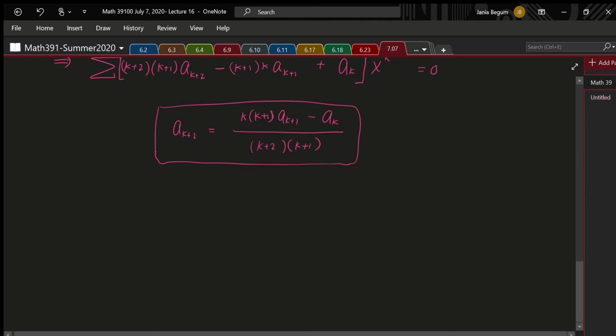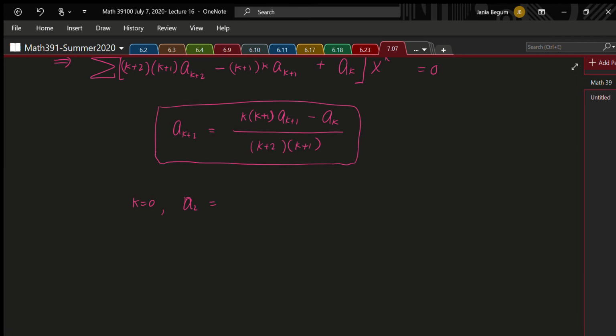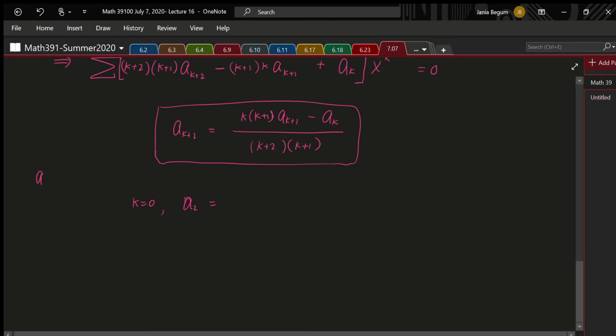So we start with k equals 0. We get a sub 2. So remember, you want your solution in terms of a0 and a1. Only two unknown constants, because it's a second order, we only need two unknown constants. So a0 and a1, they're just hanging out by themselves. So we want everything else in terms of these two constants, the special ones.